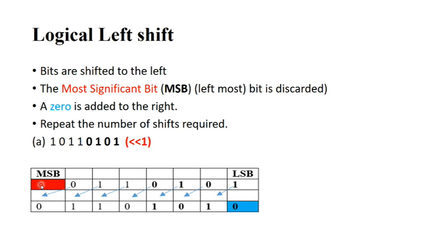Now when the most significant bit is lost, if we go back to this one, you realize that we now have a string that is 0 1 1 0 1 0 1, but these are 7 bits, and we originally have 8 bits. So we now have a 0 that is added to the right there to make it 8 bits. So pretty much that's what happens with the logical left shift. Let's look at another example.